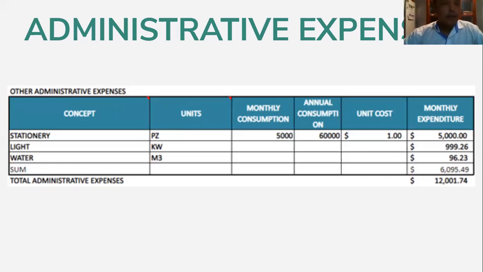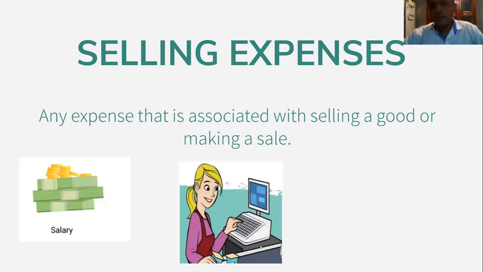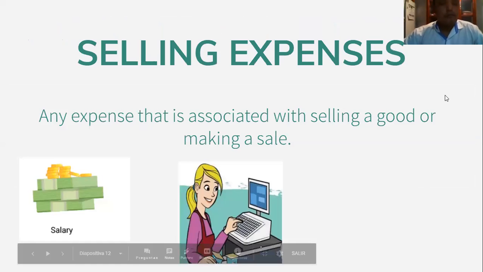We also have the other administrative expenses, which are the stationery, the light, and the water, which monthly give us a total amount of 6,095.49 pesos.